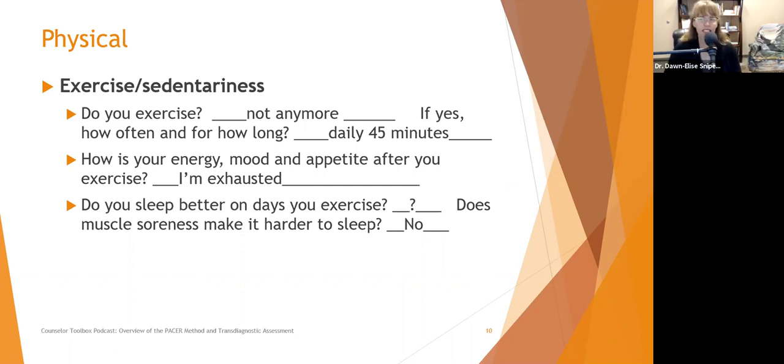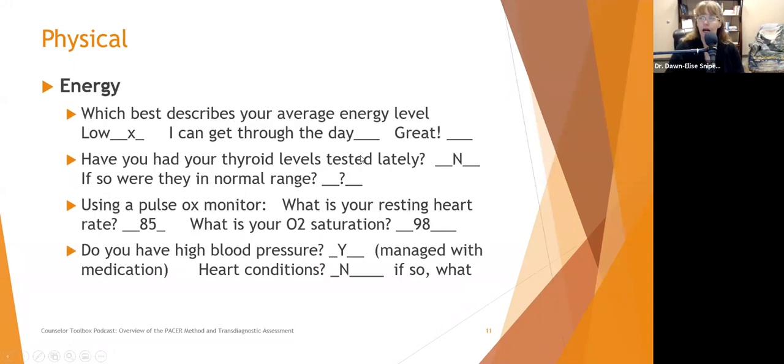Muscle soreness has never made it harder to sleep, so that's a good thing. On an average day, his energy level is low. He has not had his thyroid levels tested lately. 6 months ago was when he last had them tested. Lately is kind of ambiguous. Using a pulse ox monitor, his resting heart rate is 85 and his O2 sats are 98. For his age and being male and size and everything, that's probably not horrible.